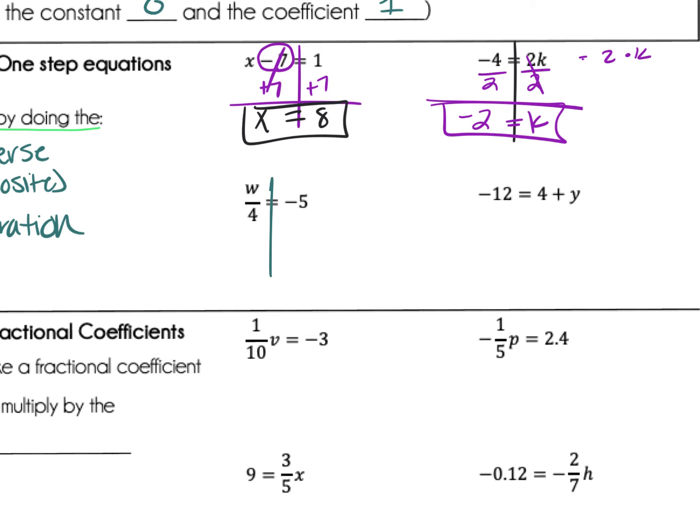So w over 4 equals negative 5. W right now is being divided by 4. The opposite of dividing is multiplying. Negative 5 times 4 is negative 20.